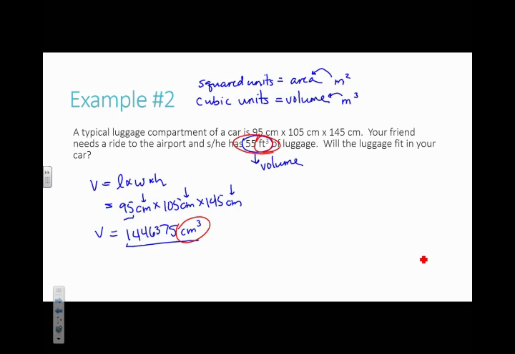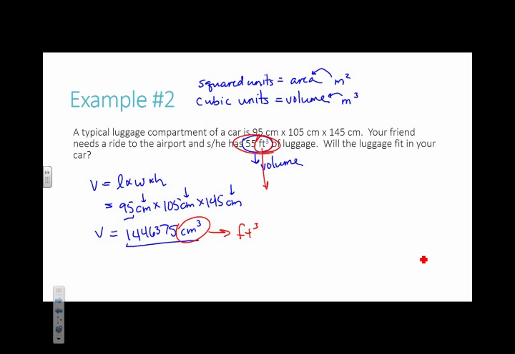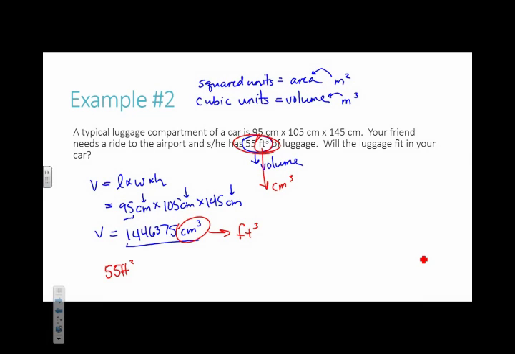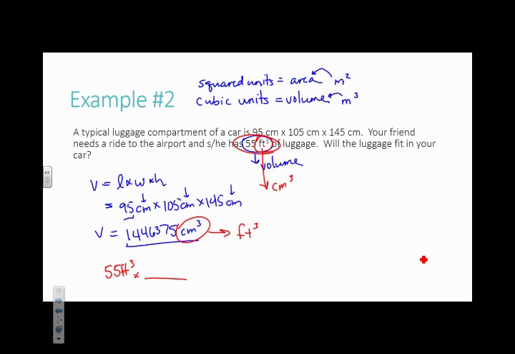So here we are. We've got two different types of units. We want to be able to compare them together, which means we've got to compare apples to apples here. So I need the same type of unit. It doesn't matter whether you take the centimeters cubed here and go to cubic feet, or if you take the cubic feet here and go to centimeters cubed. It doesn't matter. I decided to take the cubic feet and change it to centimeters.